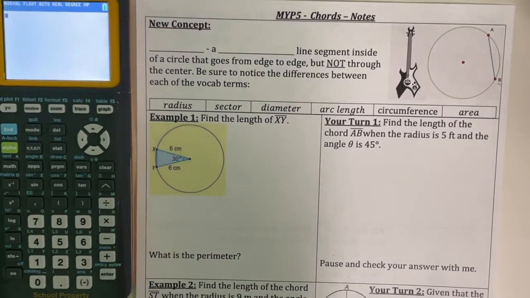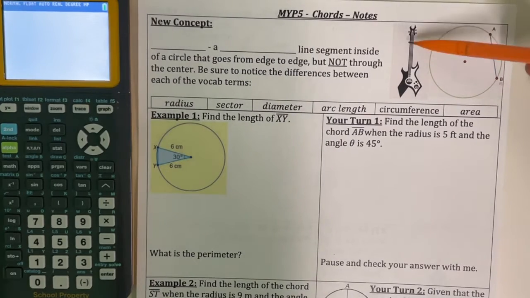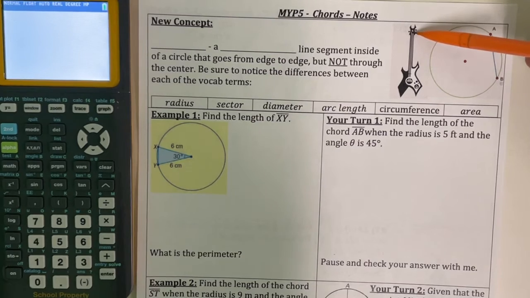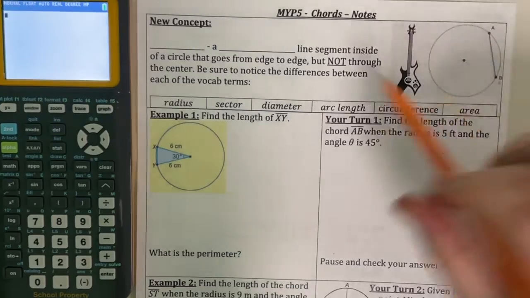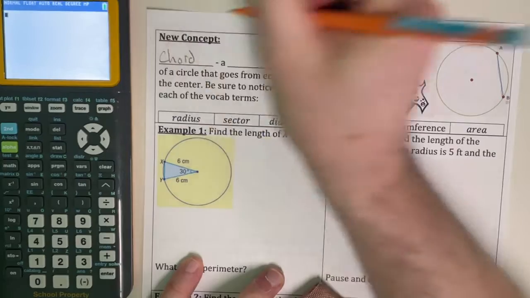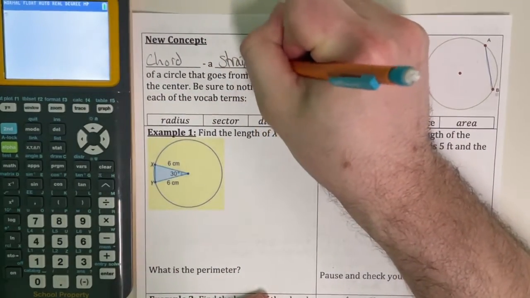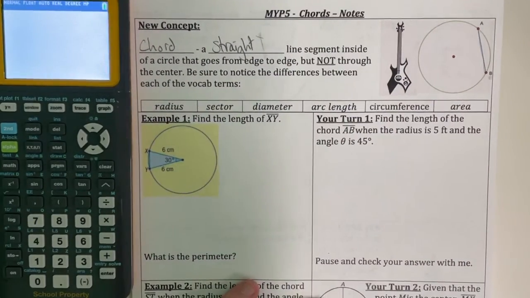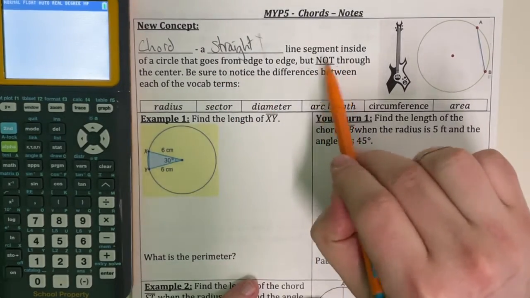In this video, we're still working with circles, but we're going to be talking about chords. If you notice, I have a nice little picture of an electric guitar, but we're talking about the chords that are inside of a circle. So notice, this new concept is this. A chord is a straight line segment that is inside of a circle and goes from edge to edge, but not through the center.